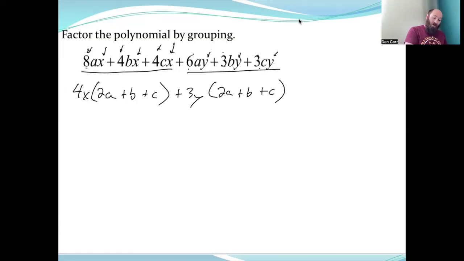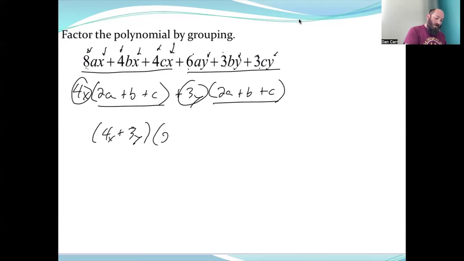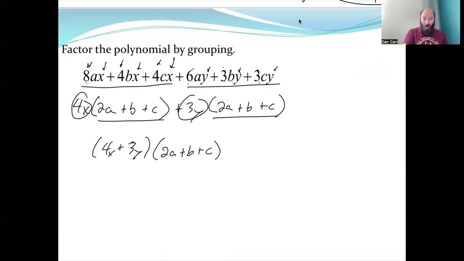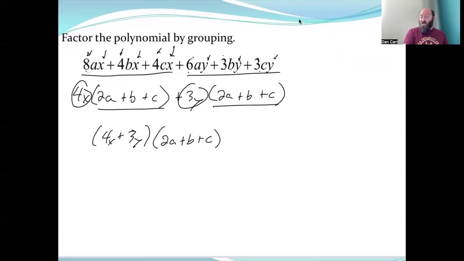From here, just like we did factoring by grouping in the past, these two have to match up to do the next step. So that tells me I can do this. I can put the 4x and the 3y together. Oops, 4x plus 3y. And then I'll have 2a plus b plus c as the rest. And that's as far as I can go with that factoring. Okay, so officially this is a polynomial. It's not really one we can graph, but we can show the factoring still with that.